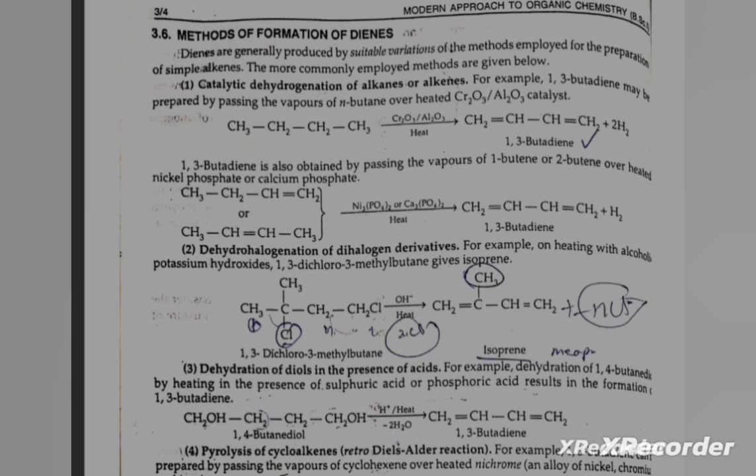For example, 1,3-dienes may be prepared by passing the vapors of n-butane over heated Cr2O3/Al2O3 catalyst. 1,3-butadiene is also obtained by passing the vapors of 1-butene or 2-butene over heated nickel phosphate or calcium phosphate. Number 2.